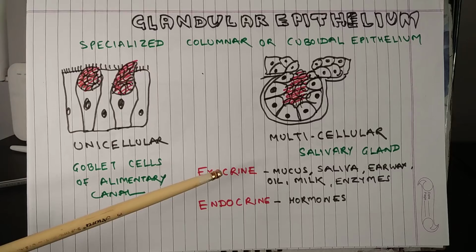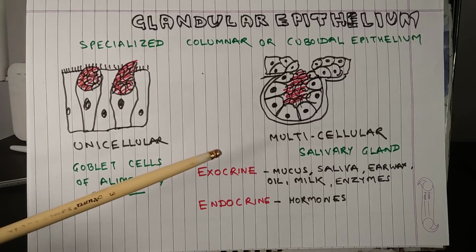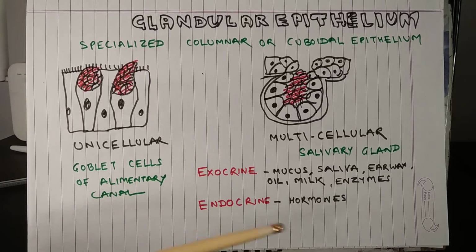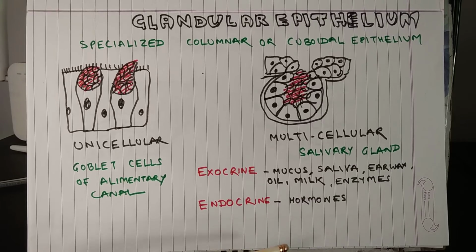Endocrine glands do not have ducts. They are ductless glands. So hormones are secreted by endocrine glands, and endocrine glands directly pour their secretions in the fluid which is bathing the particular gland, and after that the hormone reaches the bloodstream.